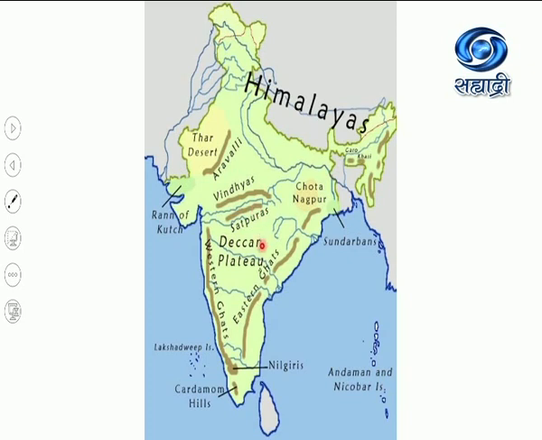So generally you find there is very little rainfall in this area because the winds have already been obstructed by the Western Ghats. The rainfall is maximum over here. This is the windward side of the Western Ghats, and this is the leeward side of the Western Ghats.